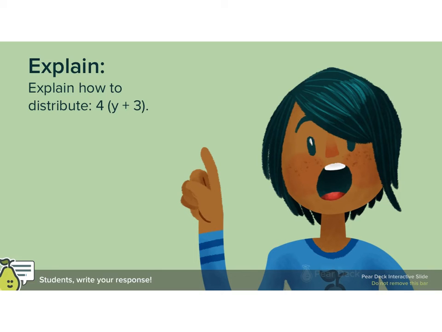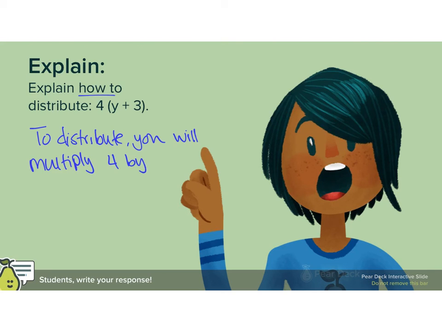Okay, last little question. Explain how to distribute 4 times the quantity of y plus 3. Well, to distribute, comma, you will multiply, keyword, 4 by y, then multiply 4 by 3.